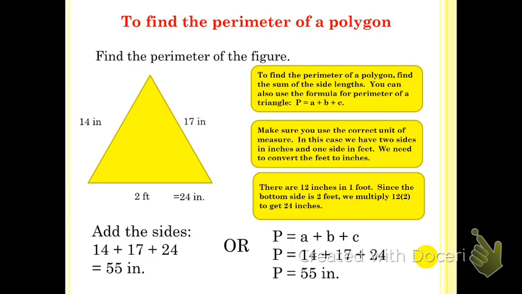Make sure you use the correct unit of measure. In this case, we have 2 sides in inches and 1 side in feet. We need to convert the feet to inches. There are 12 inches in 1 foot. Since the bottom side is 2 feet, we multiply 12 times 2 to get 24 inches. When we add the sides, 14 plus 17 plus 24, it is equal to 55 inches.